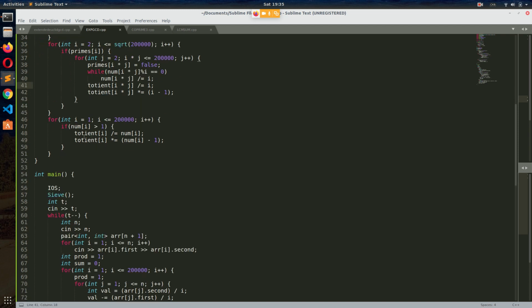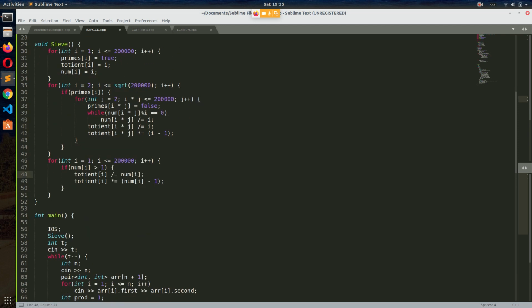At the end, if there is any num of I left, that means there is a prime greater than the square root of 2e5 left in that number, and the power of this prime would always be 1. So you can again multiply the totient value by 1 minus 1 by num of I. So you iterate over it again.